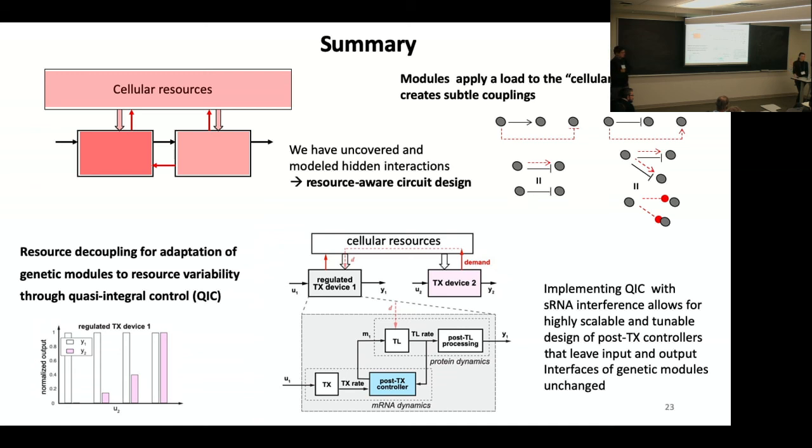For bacteria? Yes, this is all bacteria, exponentially growing E. coli. We have experiments in mammalian cells, and the story is very different. That would be a completely other talk. In mammalian cells, actually, transcription is the bottleneck.